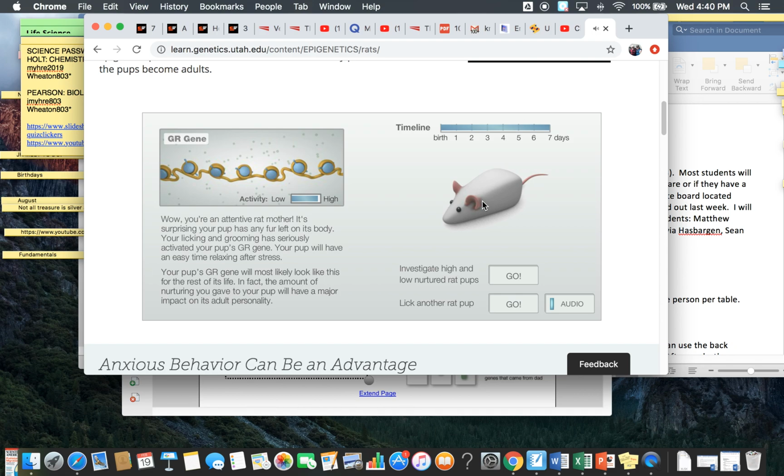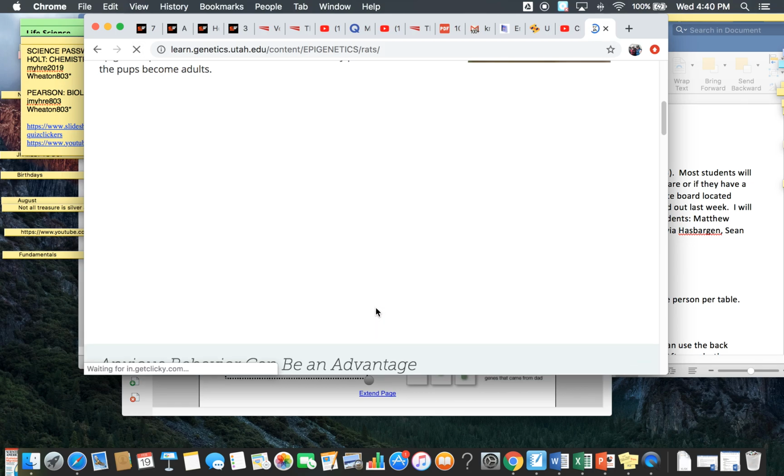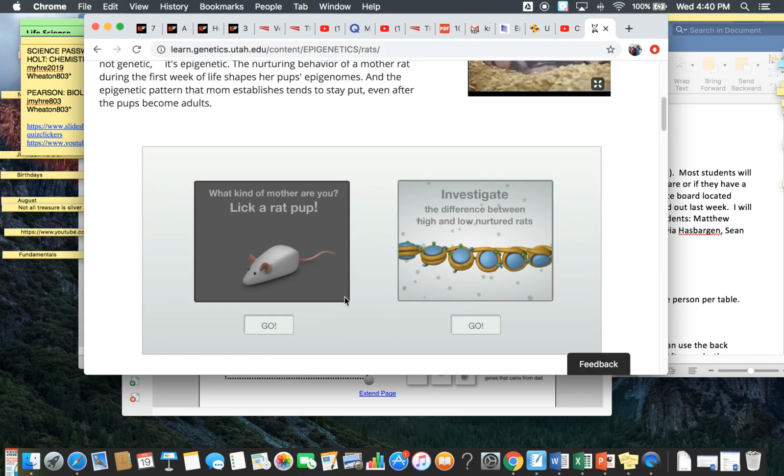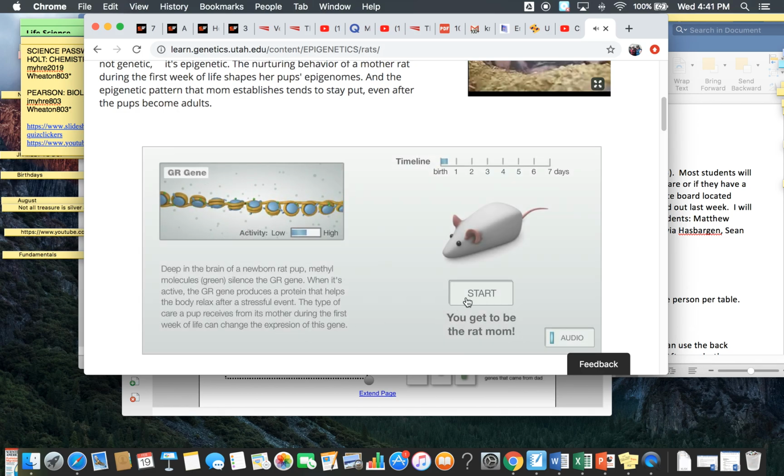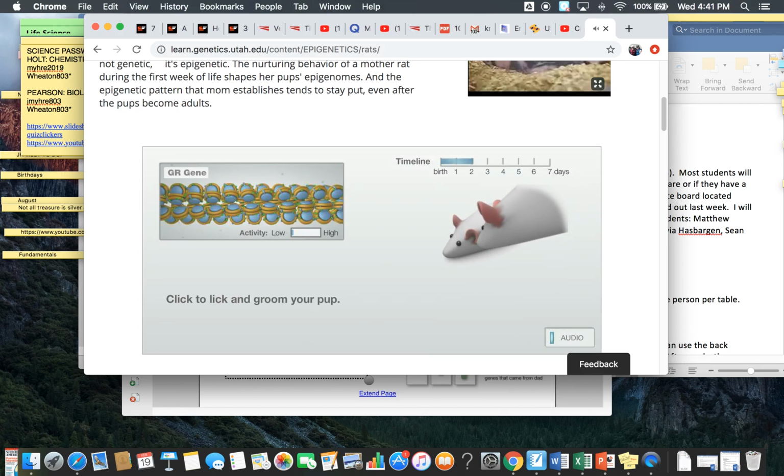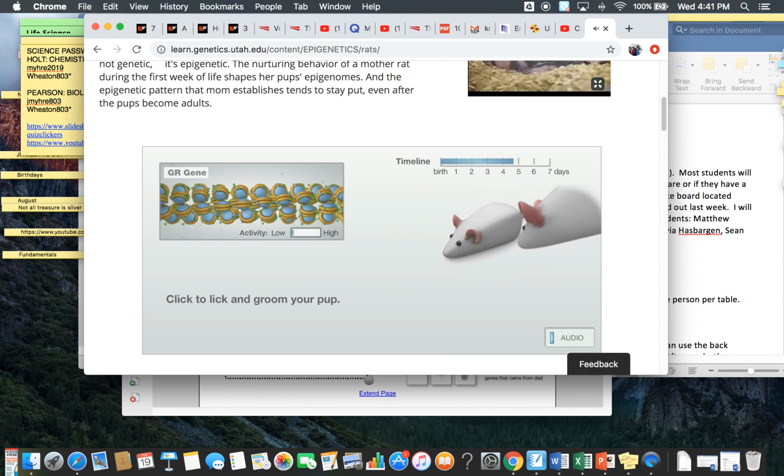Okay, so you can see that because I nurtured my pup here, this gene is very high in activity, and as a result, it's going to be able to relax after stress. So now I'm going to hit this refresh button, and we're going to have to listen to her voice again. I'll quickly just fly through it here and we'll start it. All right, here we go. So I'm going to be an inattentive mom. Yeah, okay, here we go.